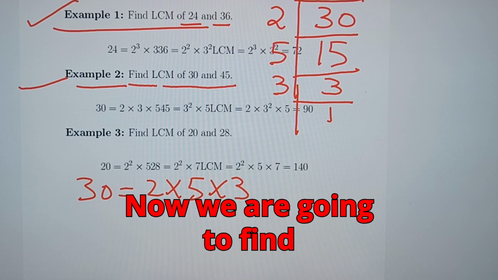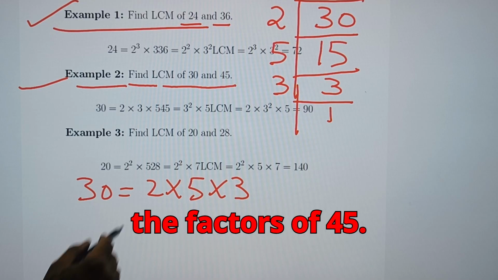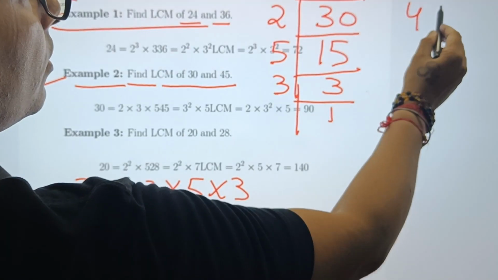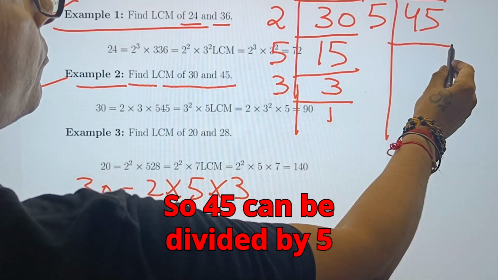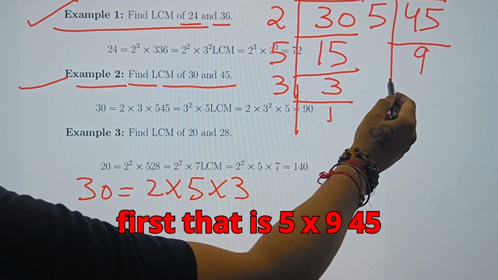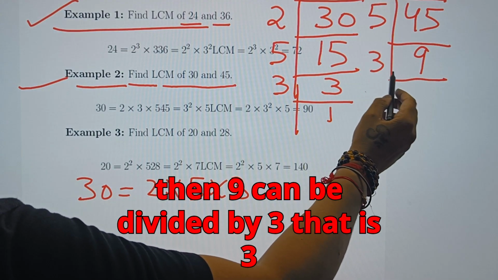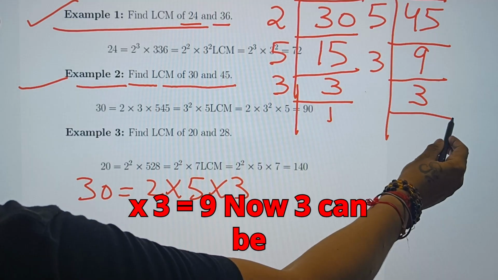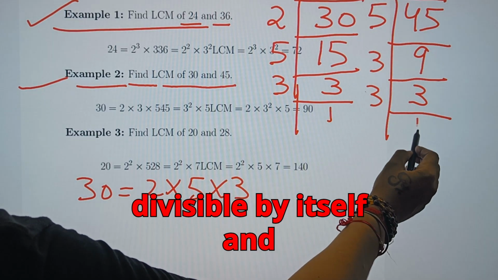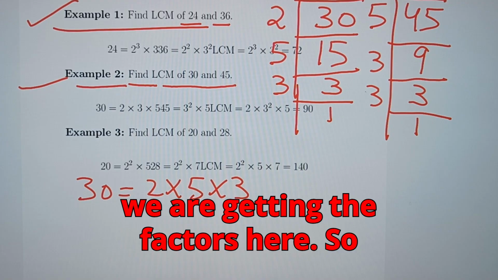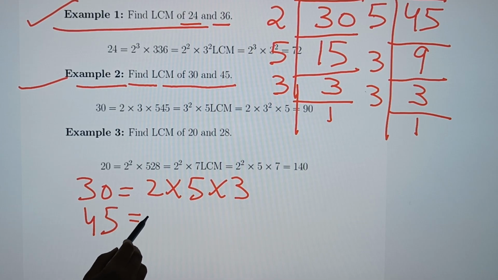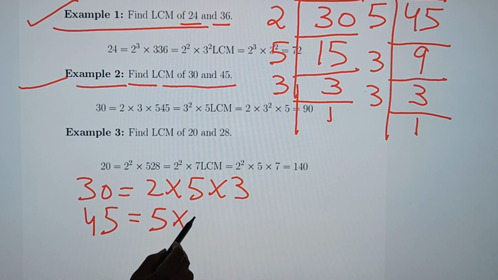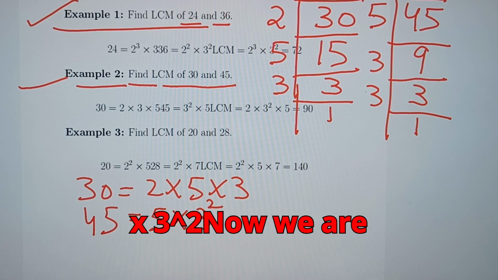Now we are going to find the factors of 45. So 45 can be divided by 5 first, that is 5 into 9 is 45. Then 9 can be divided by 3, that is 3 into 3 is 9. Now 3 can be divisible by itself, and we are getting the factors here. So we can write 45 equals 5 into 3 raised to the power 2.